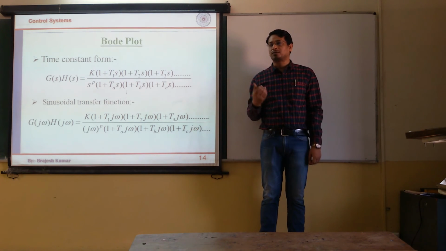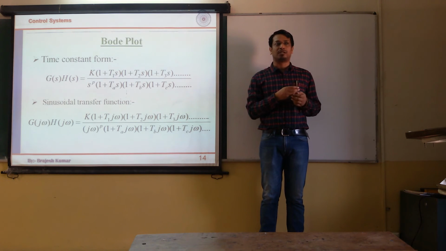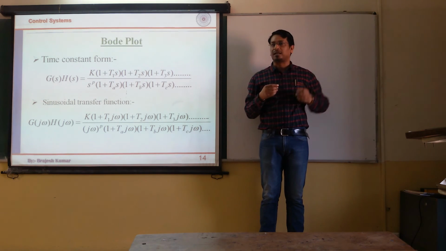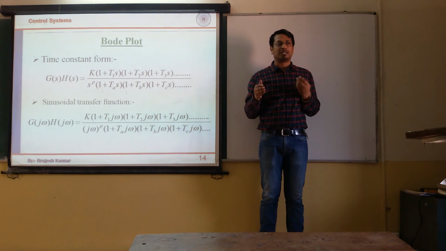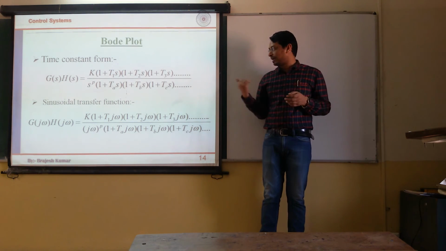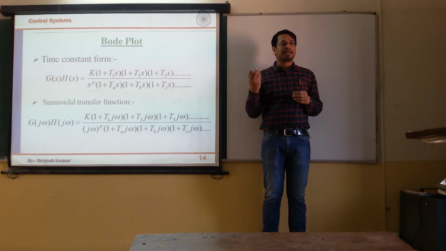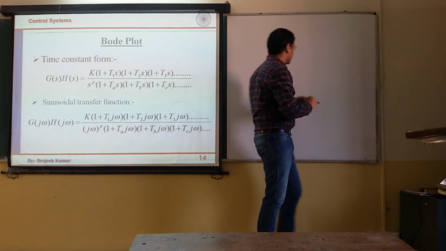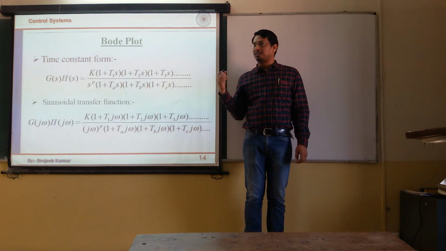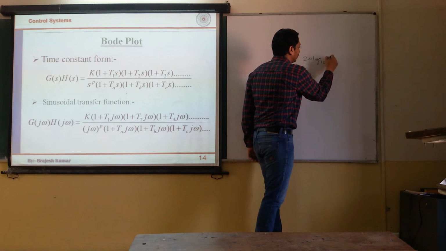0 degree, of course, because gain K is a purely real quantity, whether it appears with a negative sign or a positive sign. It is going to lie on the real axis itself. So the angle with the positive side of the sigma axis will be 0. So the angle contribution by this gain K will be 0, while the magnitude contribution by this gain K only will be 20 log base 10 of K.